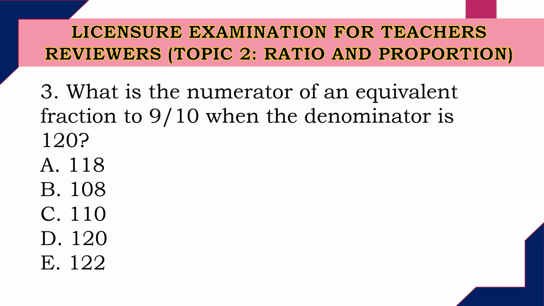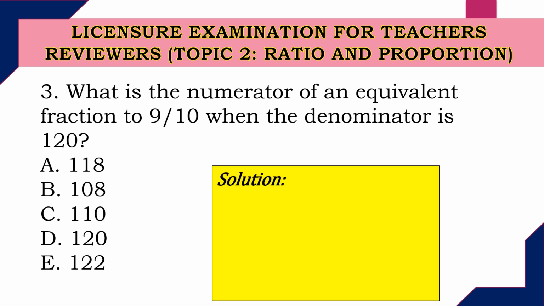Number 3, what is the numerator of an equivalent fraction to 9/10 when the denominator is 120? A. 118, B. 108, C. 110, D. 120, E. 122. So the first thing that we are going to do, we are going to equate 9/10 equals x over 120. So, yung x dito, yun yung ating hinahanap. The numerator of the fraction that is equivalent to 9/10. So, we have the proportion 9/10 equals x over 120.